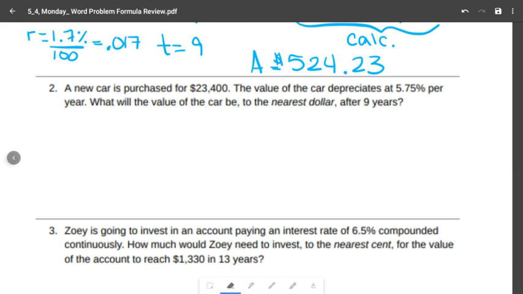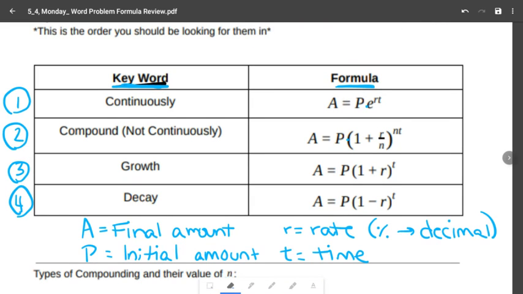So question 2 says a new car is purchased for $23,400. The value of the car depreciates at 5.75% per year. What will the value of the car be to the nearest dollar after 9 years? So going through our checklist, is the word continuously in the problem? Doing a quick scan, it is not. So we are not using the first formula.